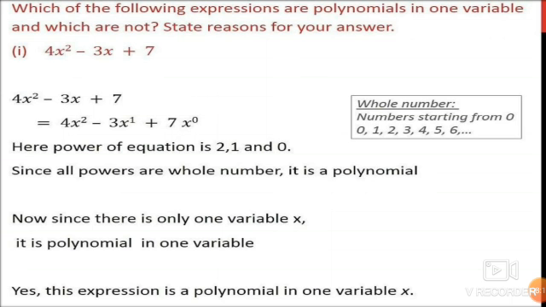Observing carefully, in the second step: 4x square minus 3x to the power of 1 plus 7x to the power of 0. What is x to the power of 0? Only 1. Next, the powers of the variable here are 2, 1 and 0. Since all powers are whole numbers, yes, it is a polynomial. So all the powers are whole numbers, and we can call it a polynomial.